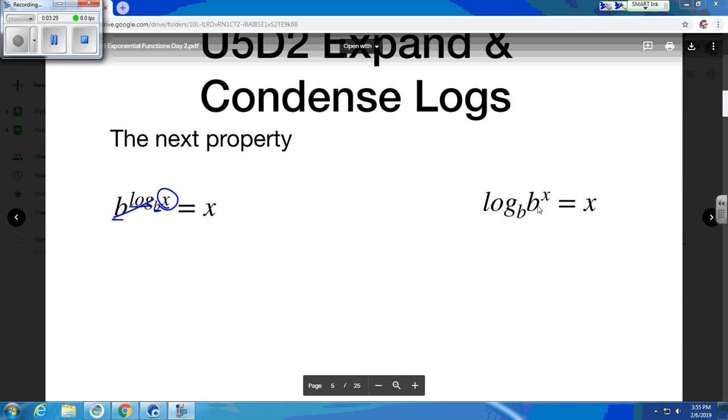It doesn't matter if the base is the main part of the problem or not. Log base b of b raised to the x power is going to equal x. I'm going to end up canceling out my log base b and b, so x is what's left over.